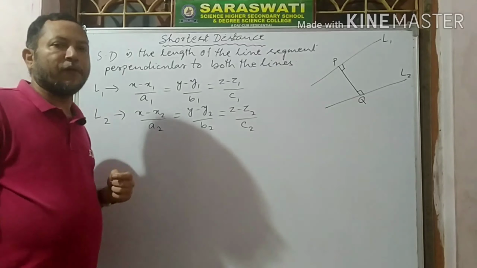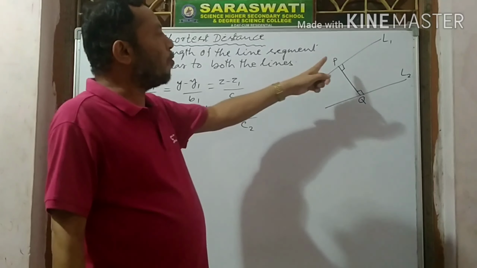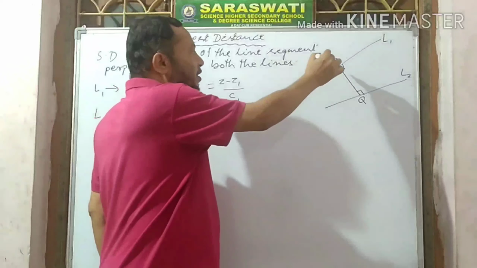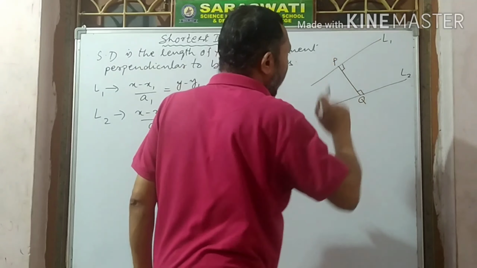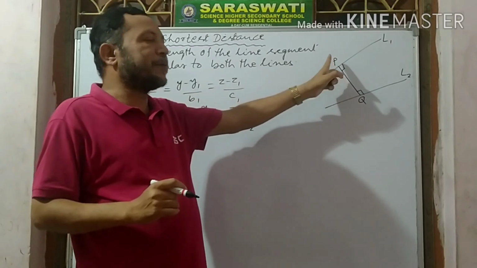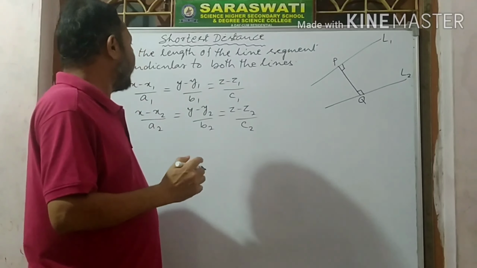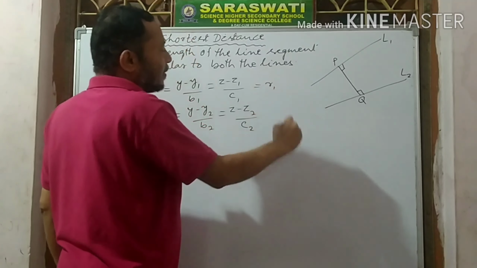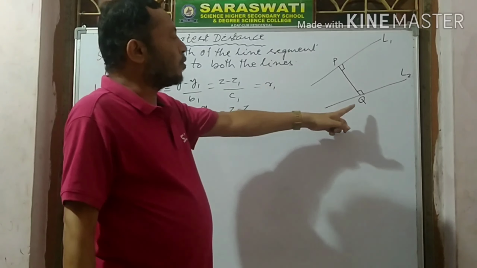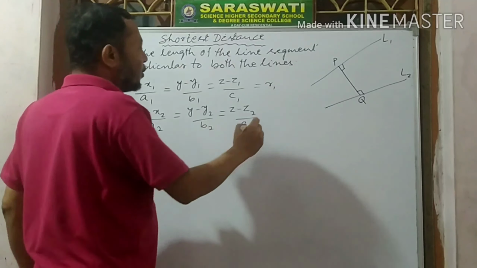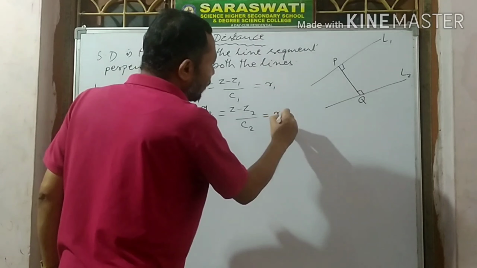So, first of all, we have to find out the coordinates of P and Q. So, P is any point on line L1. So, we can find out the coordinates of the point P by equating L1 to R1. And we can also find out the coordinates of point Q by equating line L2 with R2.